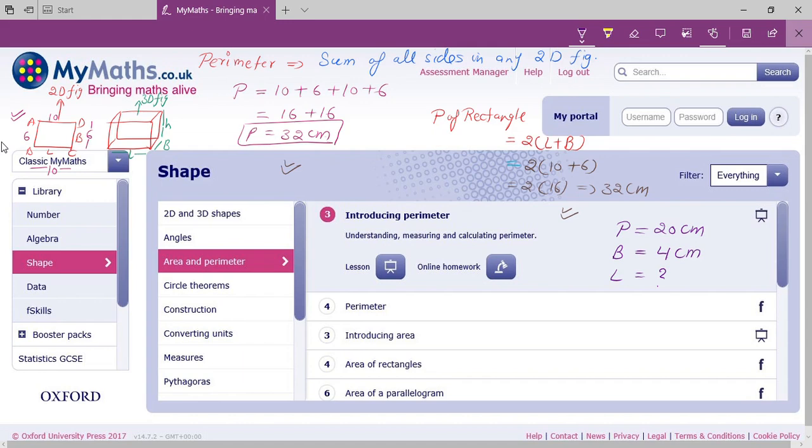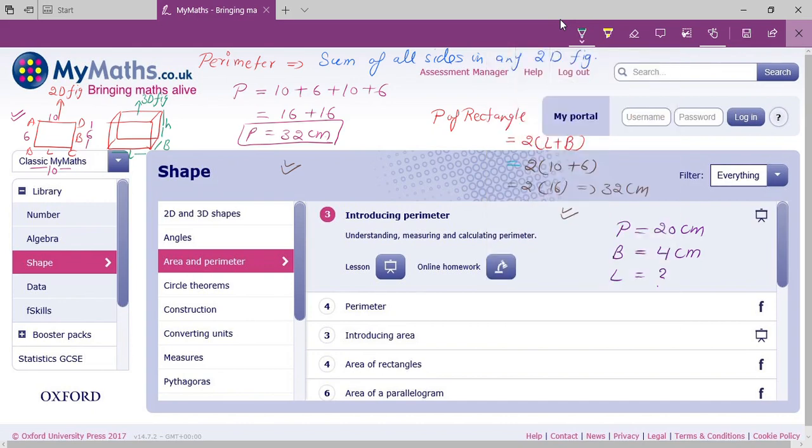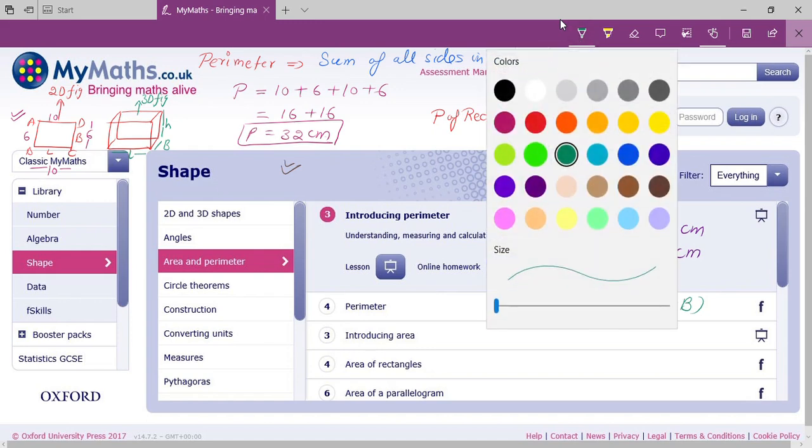One important thing is that the perimeter is given, so you have to apply the formula of perimeter because they are asking for length. Let's see how we have to solve that. Apply the formula: perimeter equals twice of length plus breadth. Clear? And now you can plug in your values.